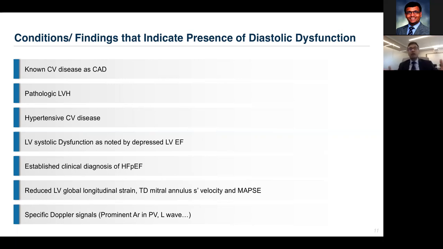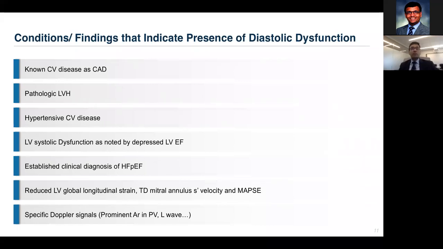reduction of mitral annular S prime velocity, reduced mitral annular plane systolic excursion, or specific Doppler signs that are usually suggestive of the presence of diastolic dysfunction, like a prominent atrial reversal wave in the pulmonary vein Doppler, presence of an L wave, and so on and so forth. If any of these are present, then you know that the patient has diastolic dysfunction, and you go to the second step directly, and that is what is the grade of diastolic dysfunction.